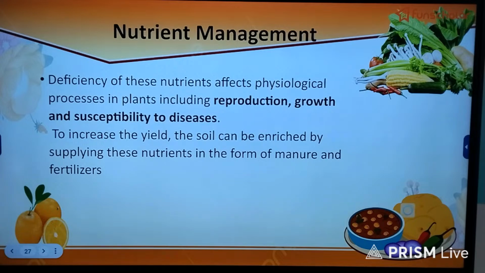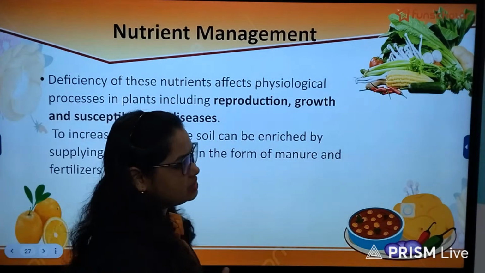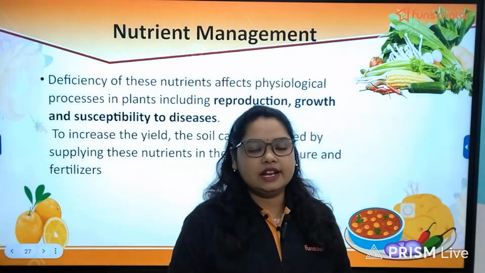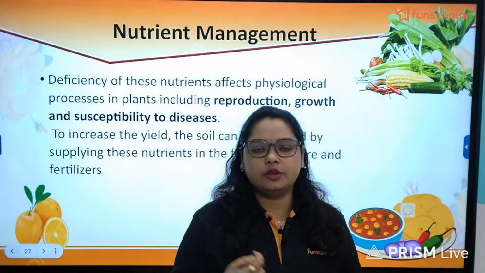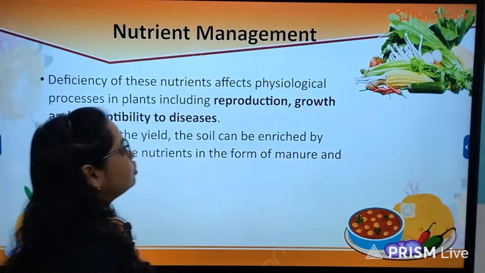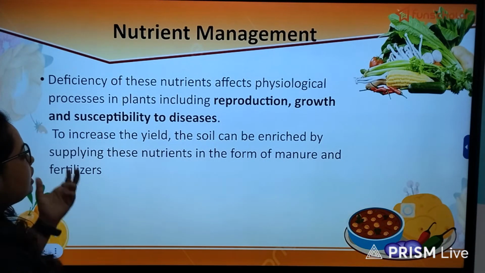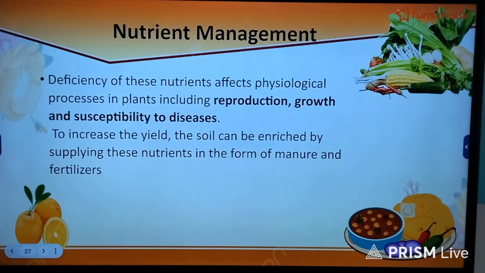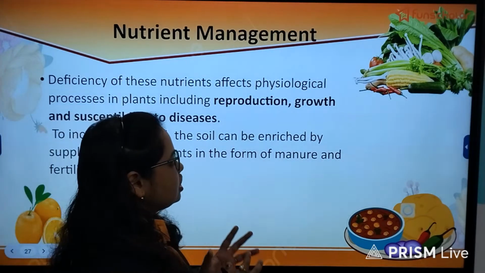Deficiency of nutrients affects physiological processes, just like the life processes that we have, like growth, development, reproduction, excretion. So for plants also, similar processes are there which can be hampered due to deficiency of nutrients, not only to increase the yield but also to supply the plants with such nutrients so that the quality of the yield is also improved.